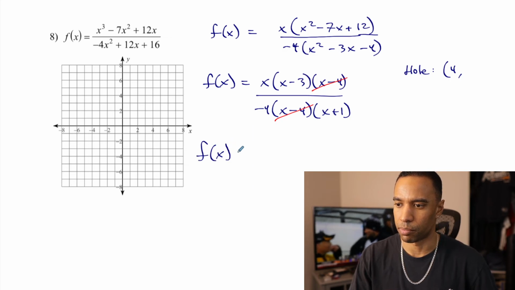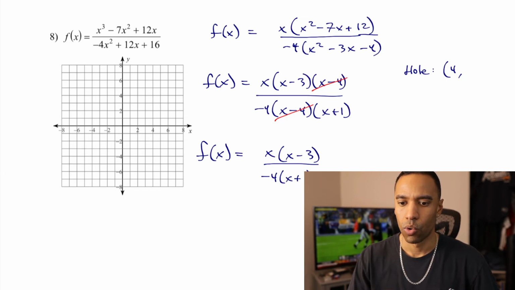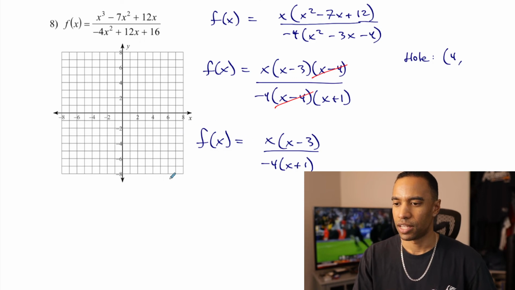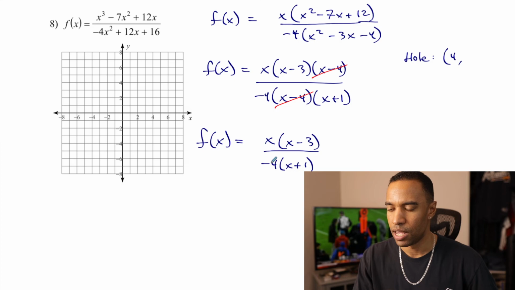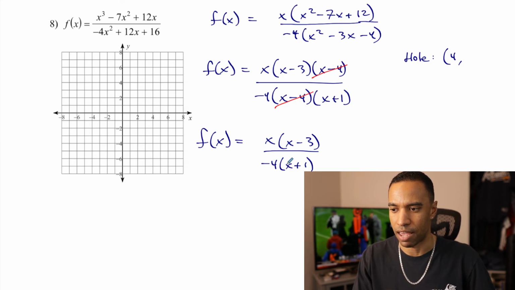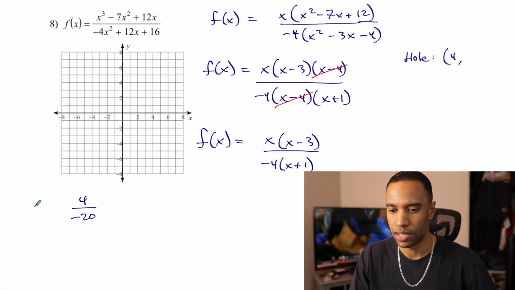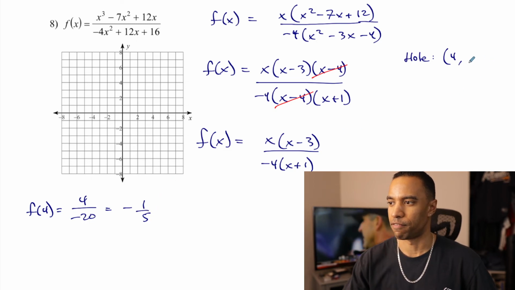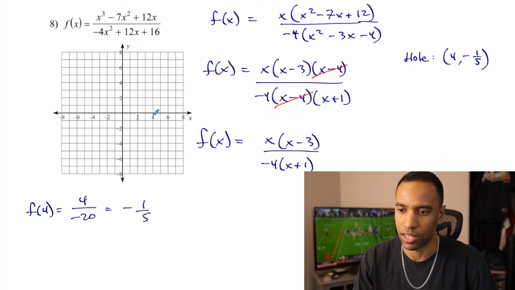And let me write the simplified version of this first. x times x minus 3 over negative 4 times x plus 1. Okay, we'll have a hole at 4 comma, let's see. This will be 4 times 4 minus 3 is 1. So 4 over negative 4 times 4 plus 1, negative 20. So 4 over negative 20 is our f of 4, which is negative 1/5. So 4 comma negative 1/5 ends up being our hole. That's right, really close to the x-axis, right there.